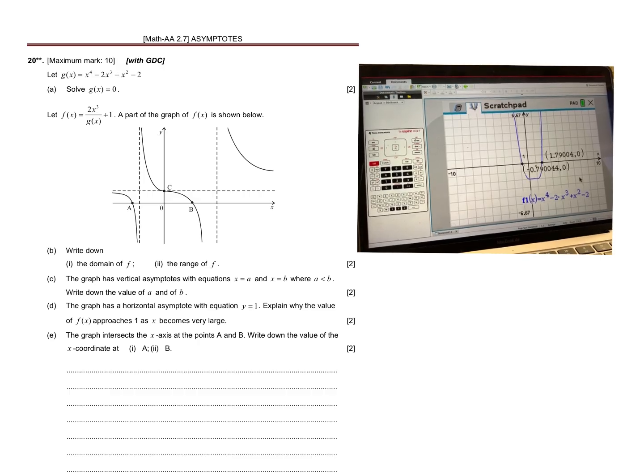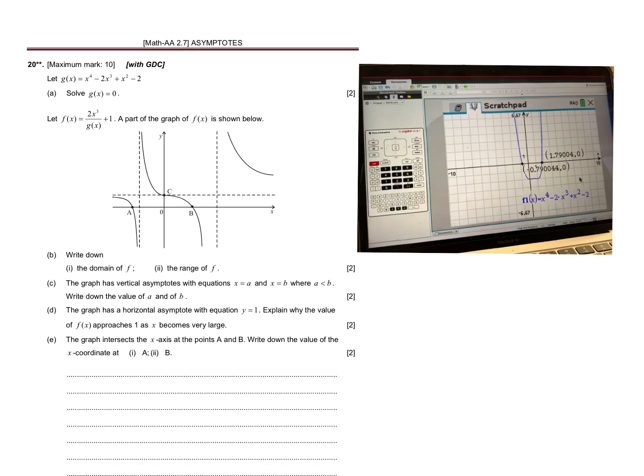Now for B, write down the domain of f and the range of f. So range is all real numbers, because the graph intercepts the horizontal asymptote. The domain, however, is that x can't be a value where the denominator is equal to 0. So x can't be -0.79, and also x can't be 1.79.